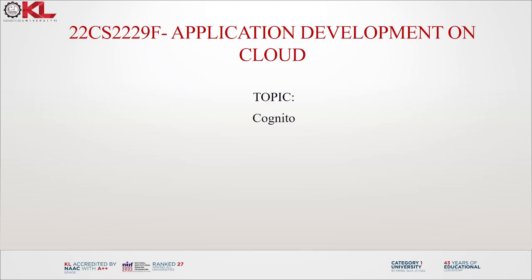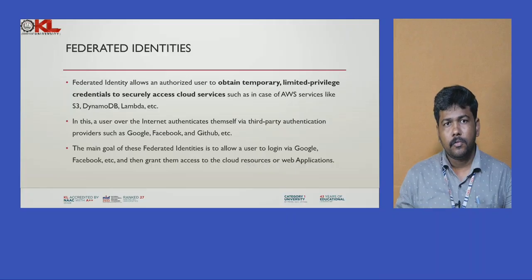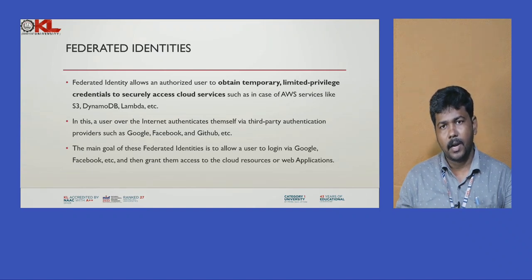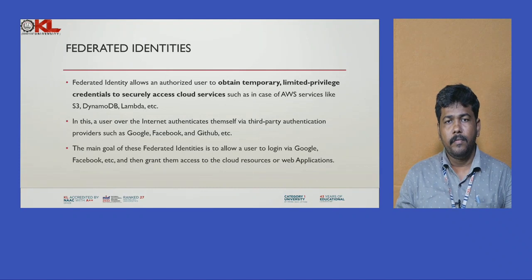Good morning. In this session, I'm going to discuss in detail about Cognito. Before we move into Cognito, we'll see what federated identities are. For example, if you want to access any AWS services like S3, DynamoDB or Lambda function, there is an option to use IAM roles. Another option is to use Cognito.